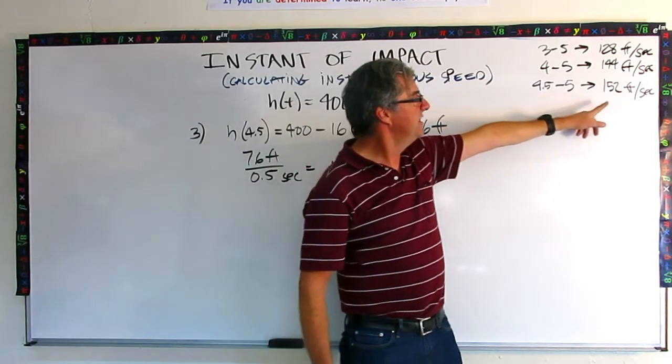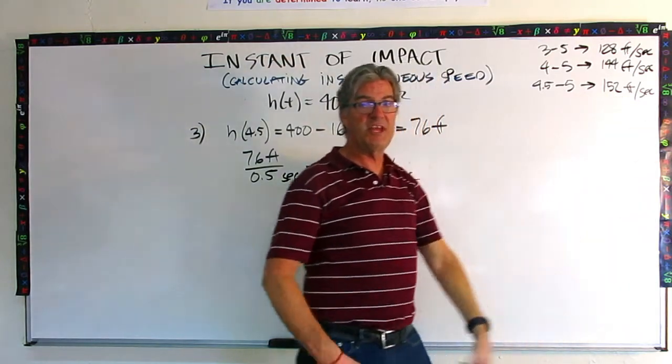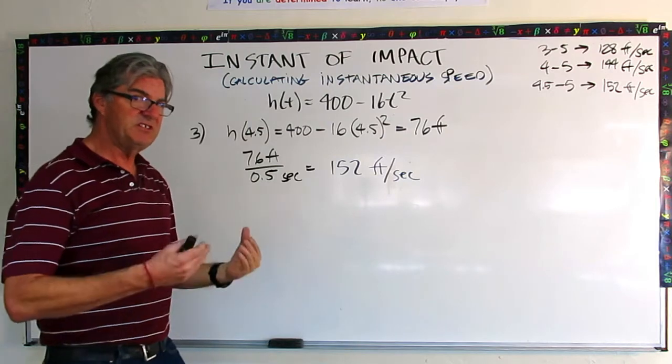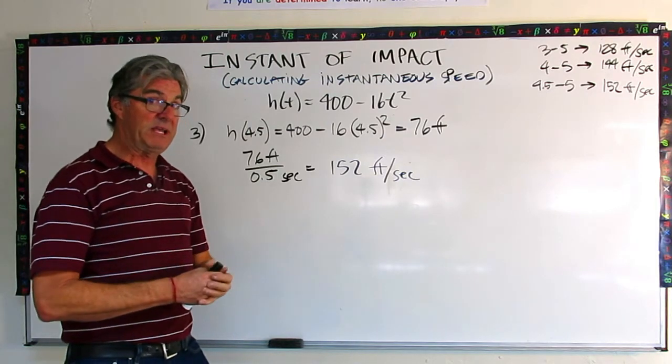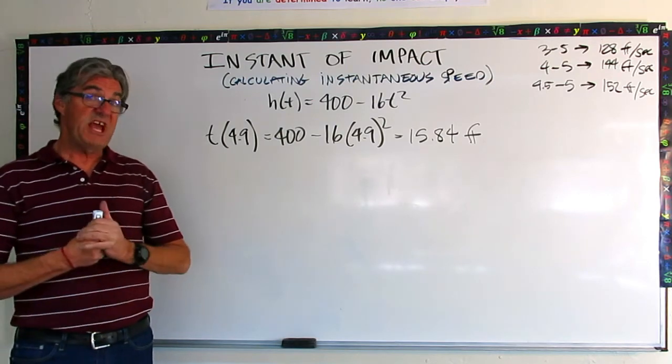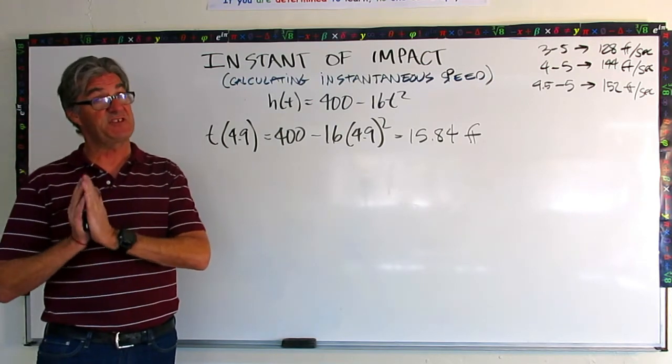4.5 to 5 seconds. Now in that interval, we are falling at 152 feet per second. It's still an average speed. We still don't have our instantaneous speed, but we're getting pretty close. Okay, so question 4 wanted to know what's the average speed over the last 1/10 of a second.